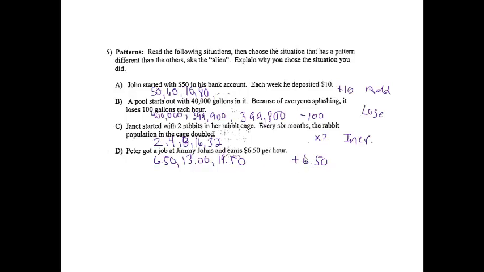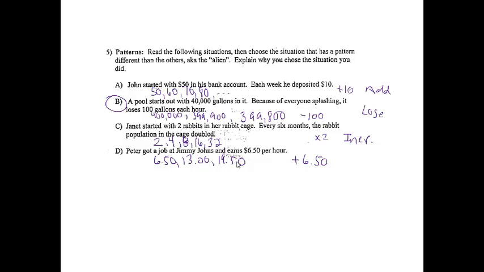Okay, so there's a couple that you could think of as the alien on this one. First of all, if you look, all of these are increasing except for B. So B could be my alien if my explanation was that all of the others are increasing in pattern and that one happens to be losing. So that would be one alien.